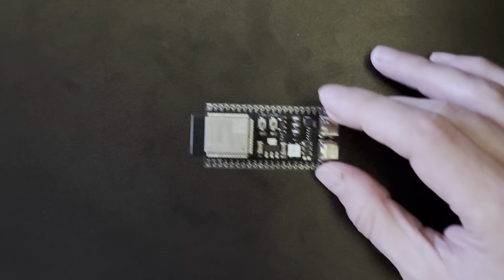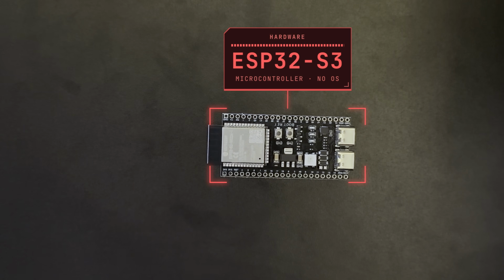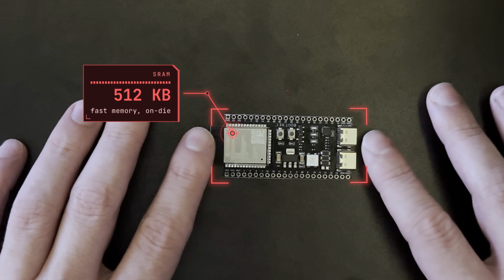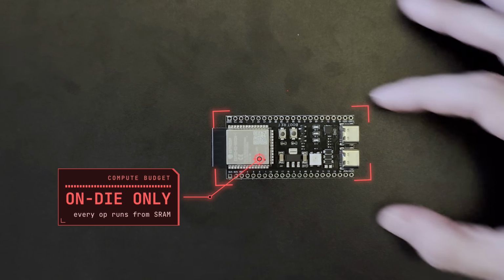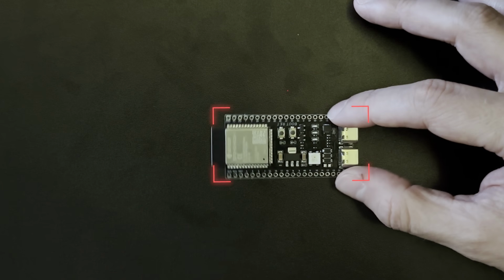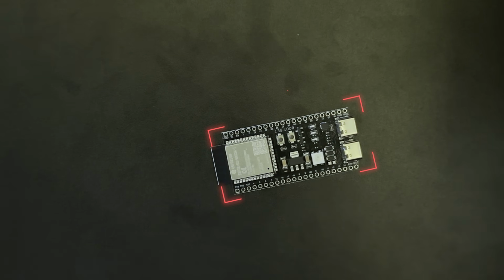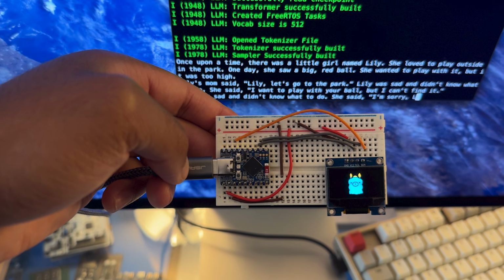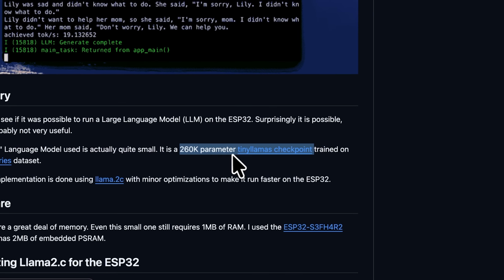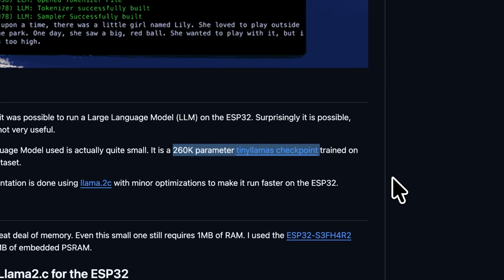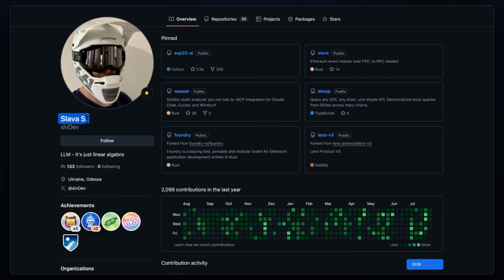So the ESP32S3 is a chip that gives you 512 kilobytes of SRAM. And that is the amount of fast memory this chip can compute with. Normally, if you would attempt to run an LLM inside of it, the whole model would have to fit right in there. The last language model anyone got running on a chip like this topped out at 260,000 parameters. So this one holds about 110 times more. And the person who pulled it off is a Ukrainian developer, Slava S.